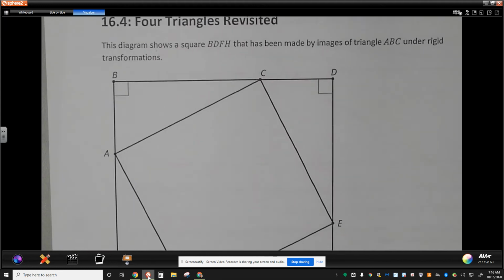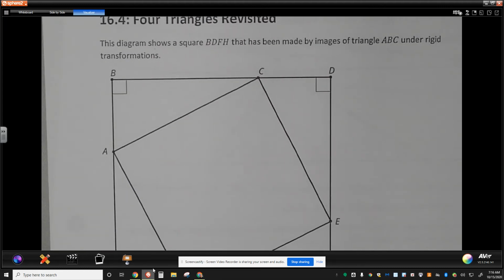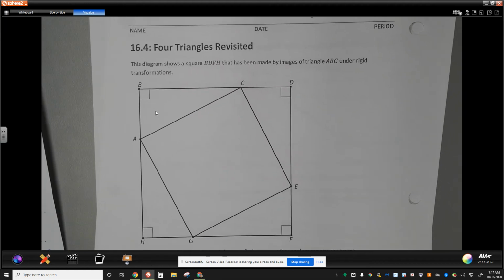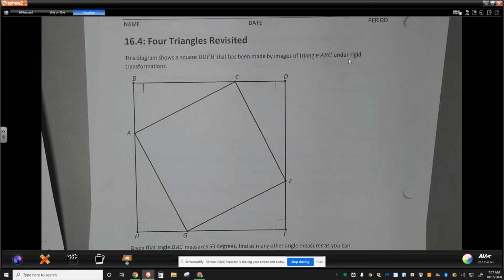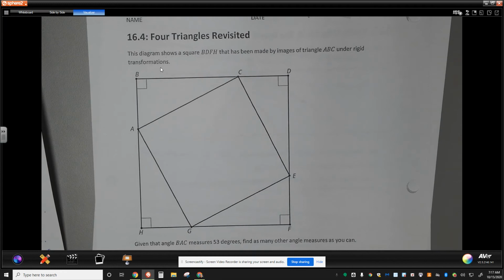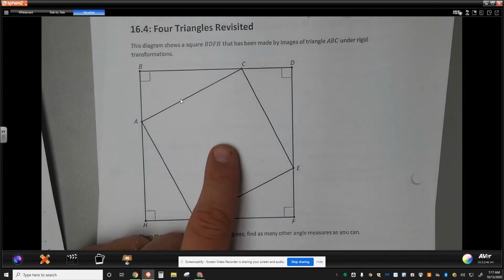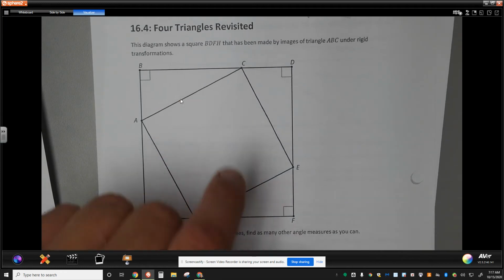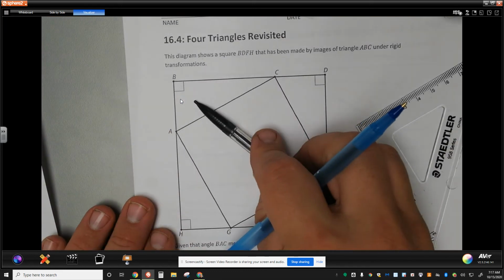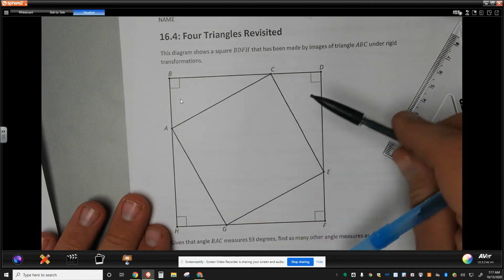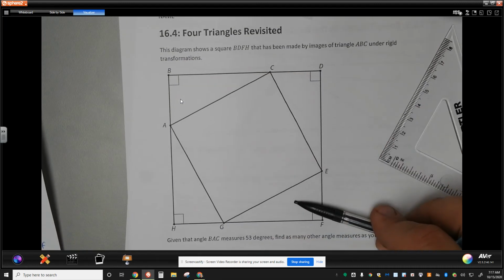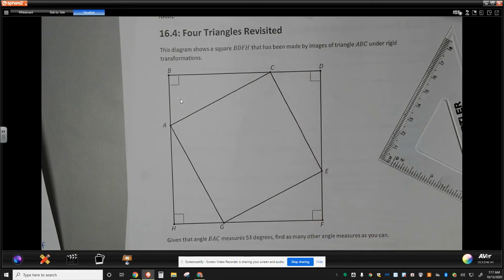Remember this picture? Let's look at the same type of thing that happens underneath a rotation. This one says the diagram of BDFH that has been made by images of the triangle ABC under rigid transformation. In that video, we learned that we could take a rotation of 180 degrees around the center point in this figure to map triangle ABC to any one of these triangles by a rotation of 90 degrees clockwise, 180 degrees, and 270 degrees clockwise, or the other way around.